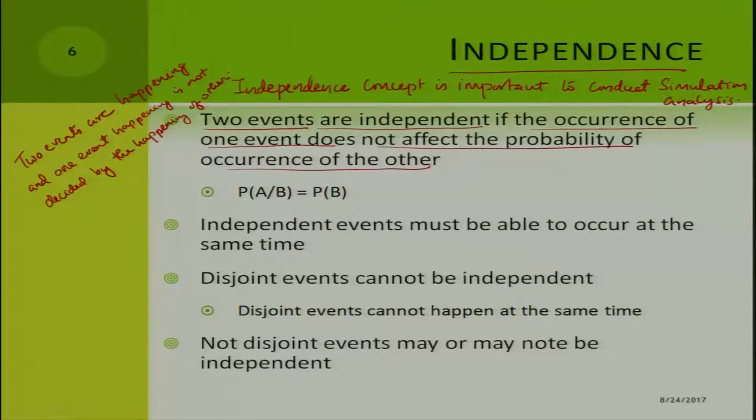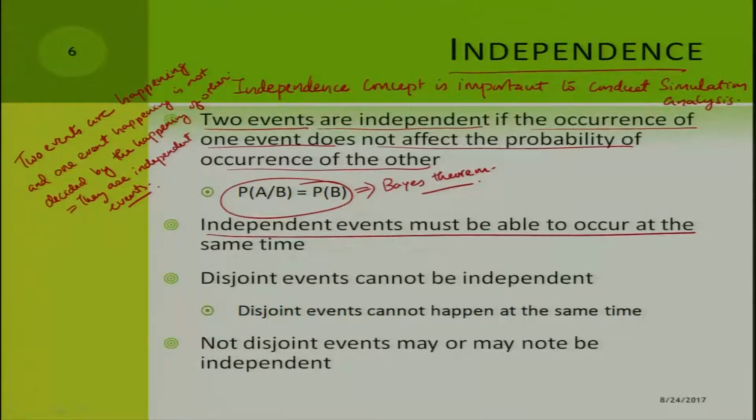So, when you have such two events, those events are said to be independent events. Mathematically, it is given that the probability of A given B, that is, the probability of A given that B has occurred, you can think about in the case of Bayes theorem. The independent events must be able to occur at the same time; that is the most important aspect that you need to say.